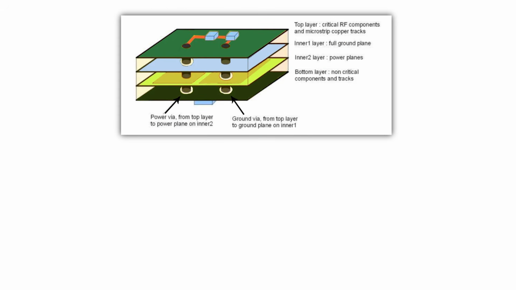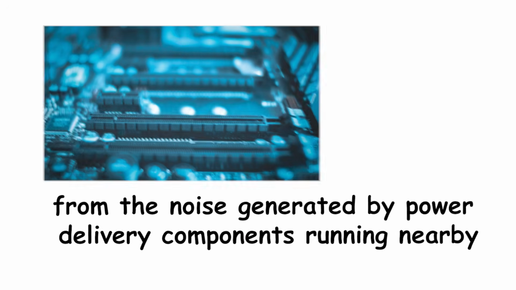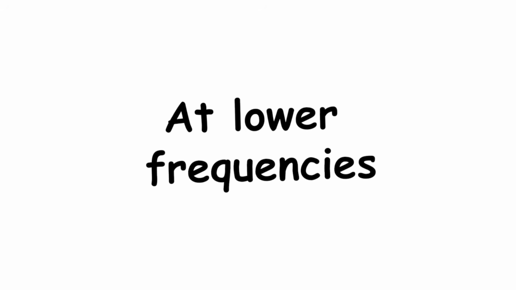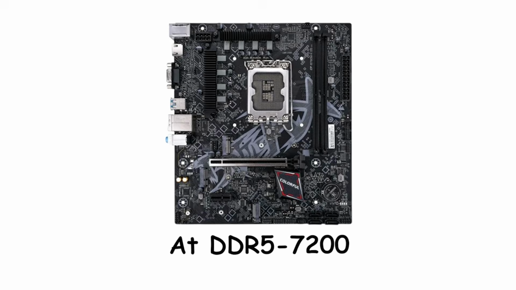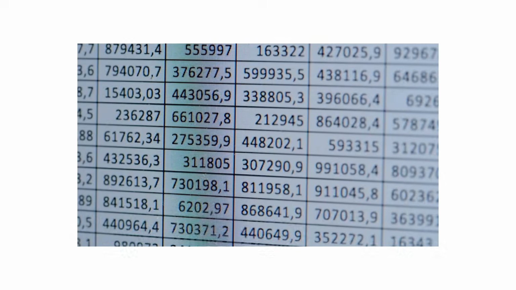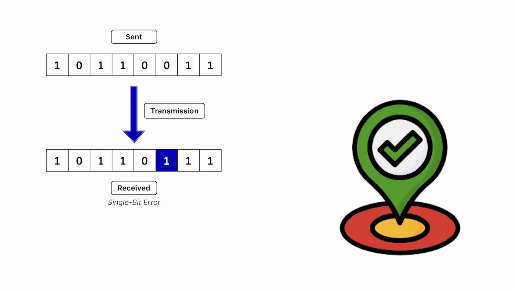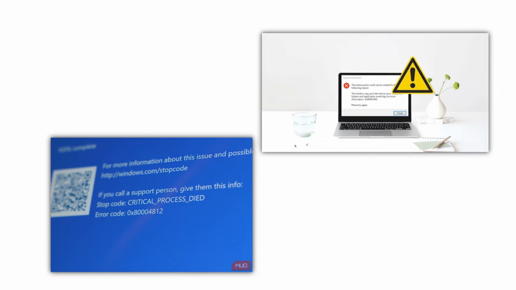A 4-layer board typically lacks the vertical space to fully separate high-speed memory traces from the noise generated by power delivery components running nearby. At lower frequencies, the noise is slow enough that the signal can outrun it. At DDR5 7200, the noise and the signal are overlapping in time. The result is bit flips, single binary values that arrive wrong. One corrupted bit in the right place generates a blue screen. Dozens of corrupted bits per second generates a system that crashes intermittently with no obvious pattern and no error message that points at the real cause.